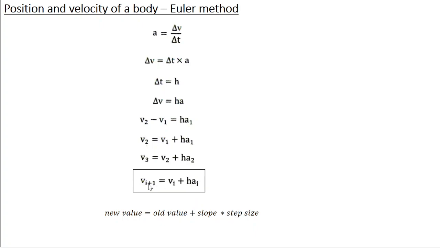Acceleration is nothing but the derivative of velocity, right? And derivative is the slope. So once again, you are using Euler's formula: new value equal to old value plus slope into step size. So this is how you calculate velocity of a body using the method of discretization. Same way you can also calculate the position.